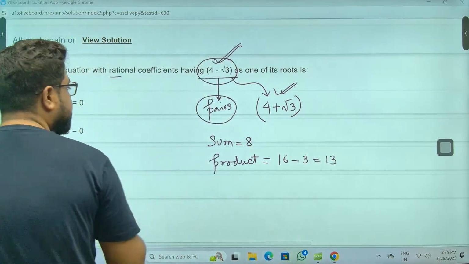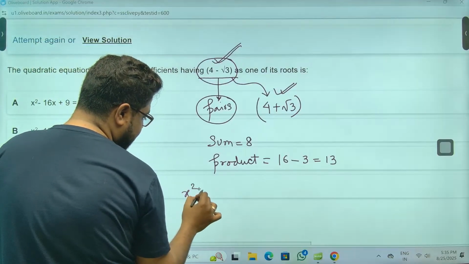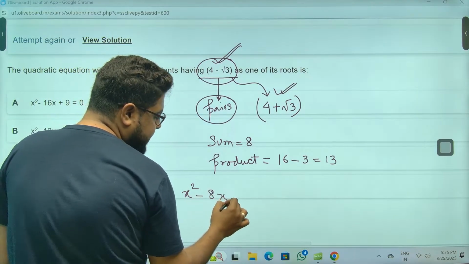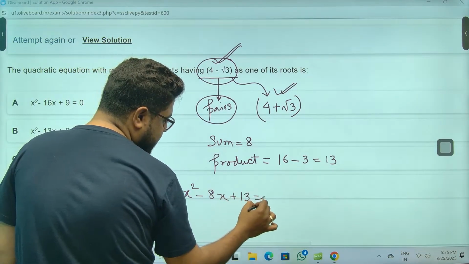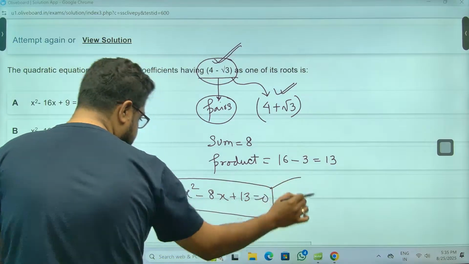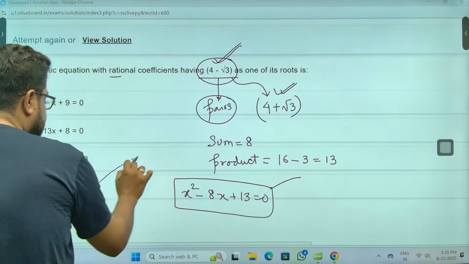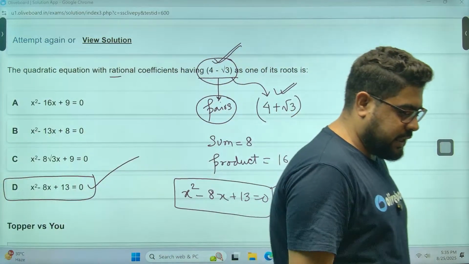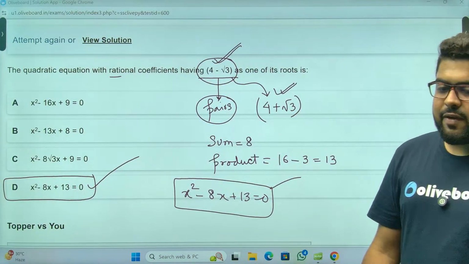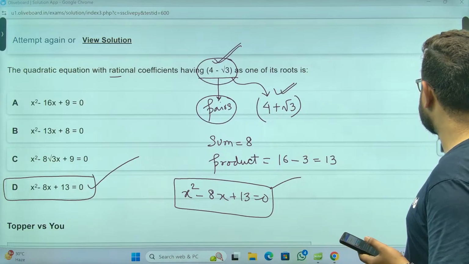So my equation will look like x square minus sum of roots into x plus product of roots equal to 0. Look, in the options there is x square minus 8x plus 13. You see, option number D is the answer. Option number D is most definitely my correct answer.